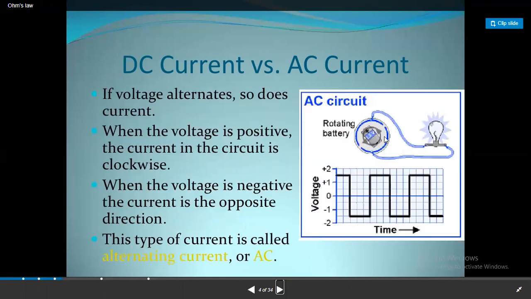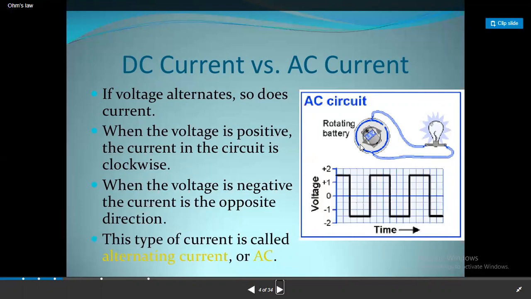Then we come to AC current, which is called alternating current. For example, if you get a current from a dynamo, with the rotation of the dynamo, the voltage and the current vary. Other than that, the direction of the voltage changes: this is positive and this is negative. Positive, negative, positive, negative. From time to time, it alternately changes.